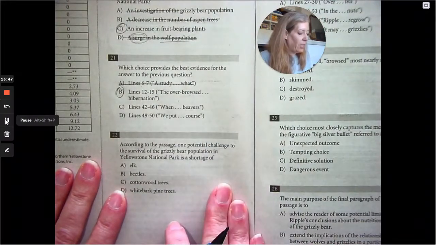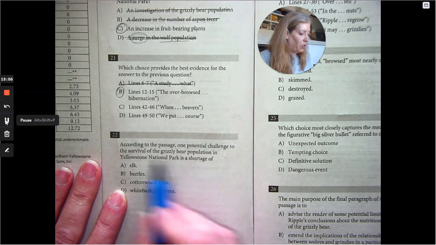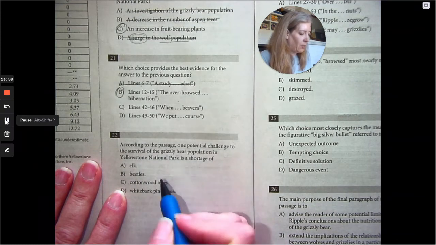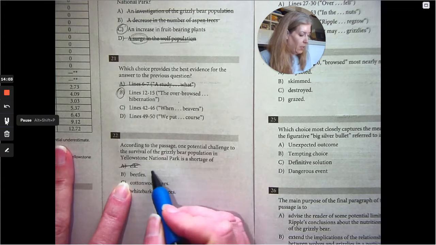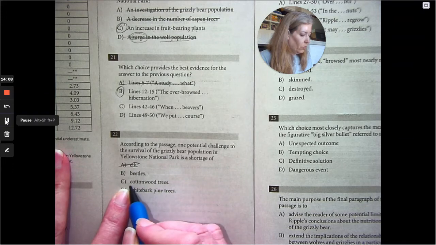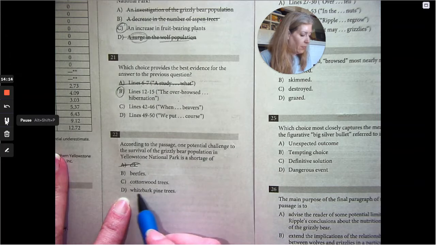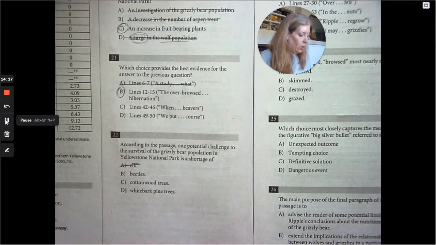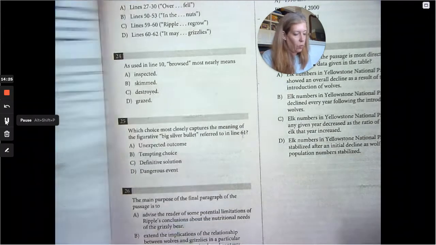According to the passage, one potential challenge to the survival of the grizzly bear population in Yellowstone National Park is the shortage of... Okay, so what are the grizzly bears eating? They're not eating elk. I don't think I remember that it's beetles. Are they eating cottonwood trees? Or white bark trees? I am going to have to look back for this one. Challenge to the survival of the grizzly bear. Okay, so where did we read about beetles, cottonwood trees, and white bark?